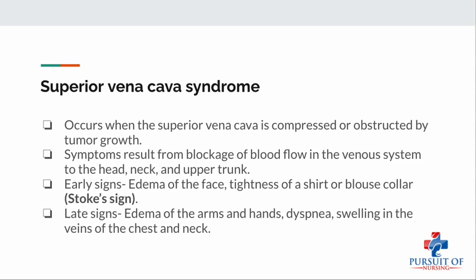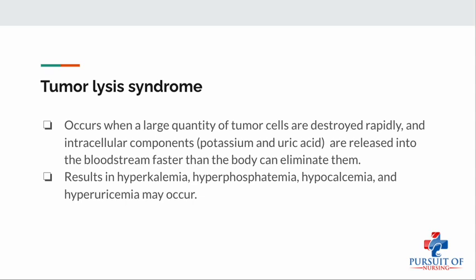And then late signs are going to be edema of the arms and hands, dyspnea, swelling in the veins of the chest and the neck. So for this patient, for the early signs, you're going to see that edema of the face, especially around the eyes. And then the symptoms become life-threatening because they can lead to airway obstruction, hemorrhage, and cyanosis.